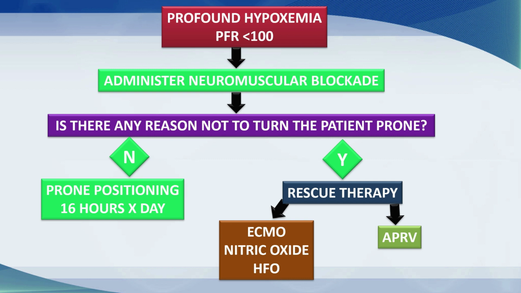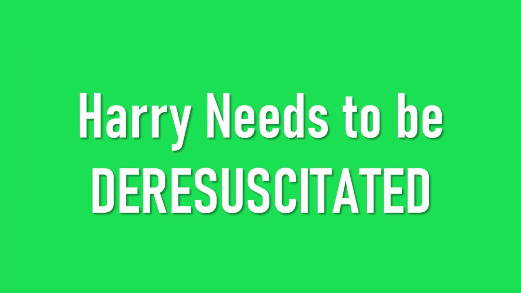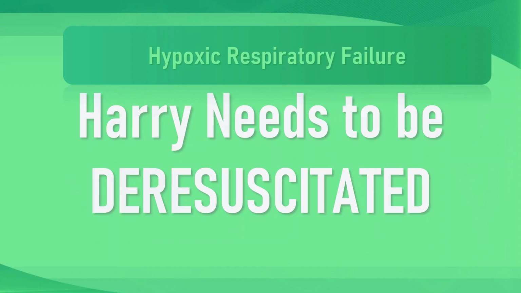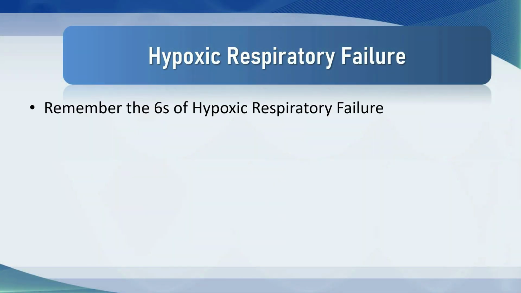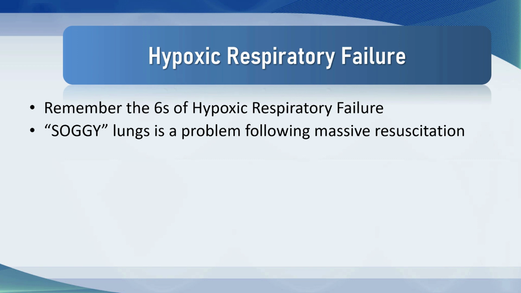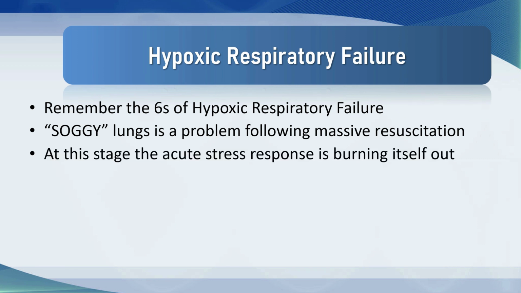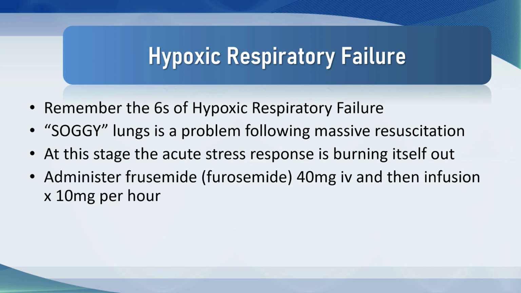Now, I will say one thing about Harry before you even start fiddling with the ventilator or thinking about anything else. He's 3 days after a major trauma. He's had a major resuscitation. You need to consider de-resuscitating this patient. A lot of these patients will actually respond very well to diuresis, and soggy lungs is a major problem after major resuscitation. At this stage, the stress response is likely burning itself out, so I would give him furosemide, 40 milligrams IV, and then an infusion of 10 milligrams per hour.